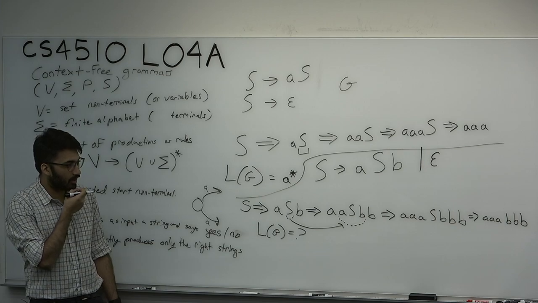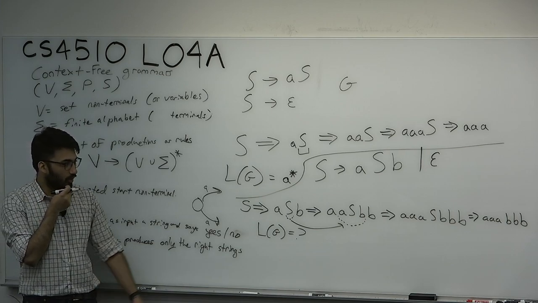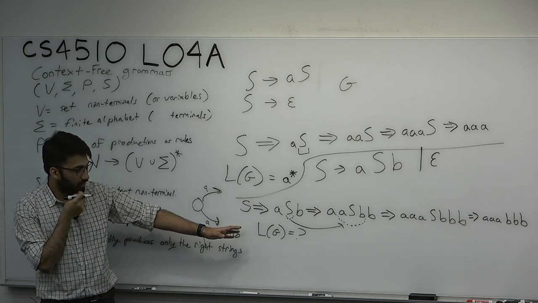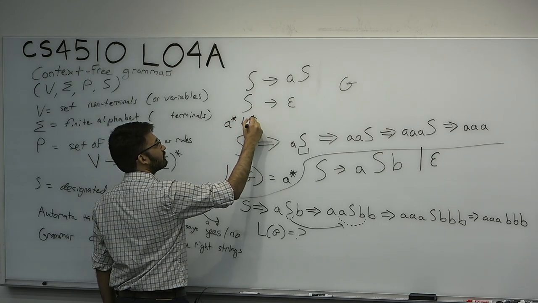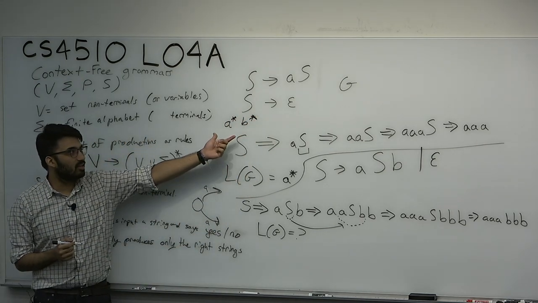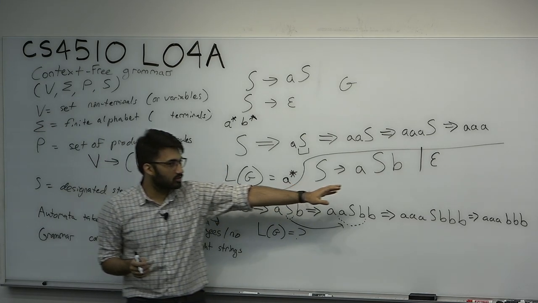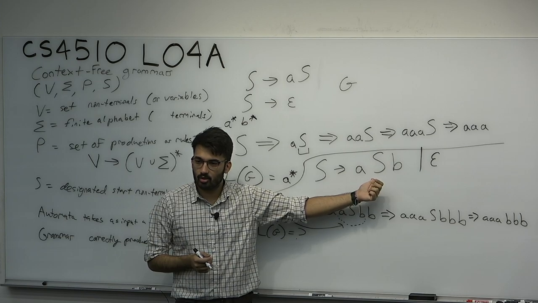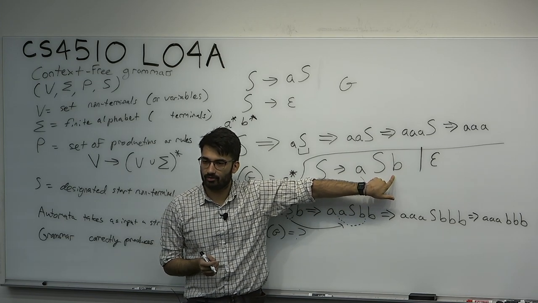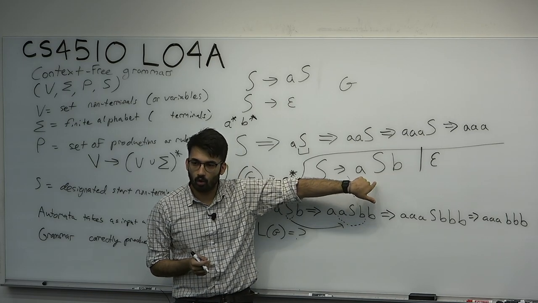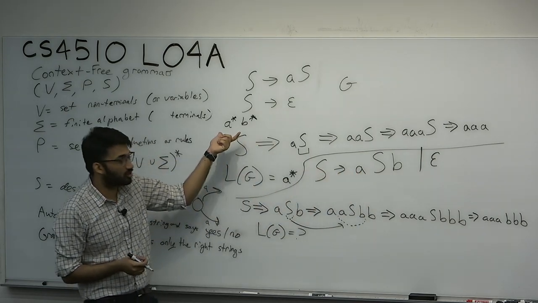It's actually more restricted than A star B star. If you're saying A star, B star, this accepts any number of A's and any number of B's. However, here, notice that the rules force every time you add an A, you have to add a B. You cannot add an A without adding a B for free. One is forcing the other. So it's actually a restriction of A star B star.